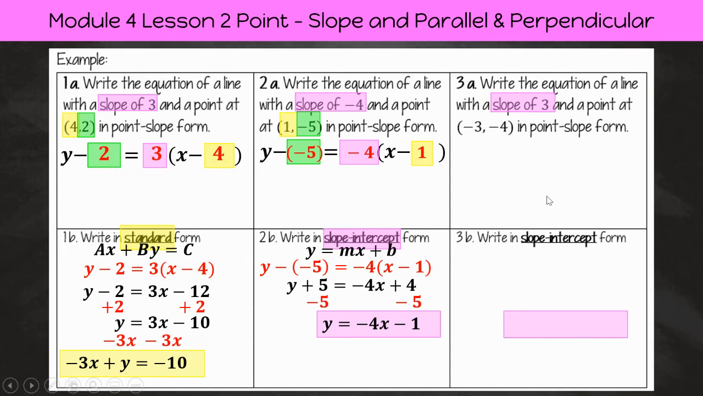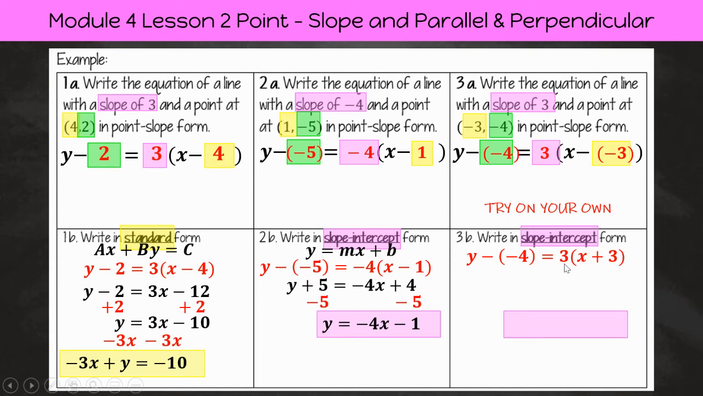Finally, in question 3, I have write the equation of a line with a slope of 3 and a point of (negative 3, negative 4) in point-slope form. So I'm going to do just like what I did previously, plug in my values. So I have y minus a negative 4 equals 3 times x minus a negative 3. And now I want you to try this on your own by writing it in slope-intercept form. So go ahead and pause the video, try this question on your own, and then come back and check your answer.